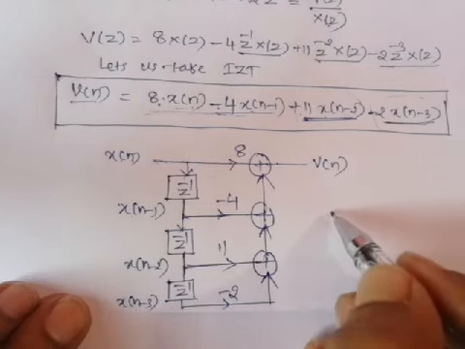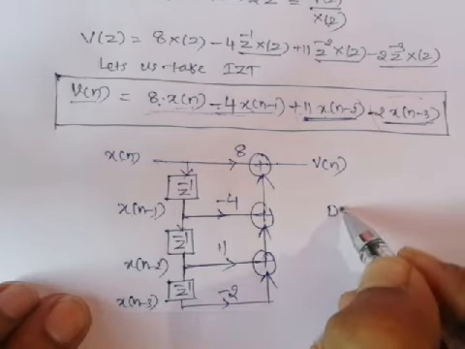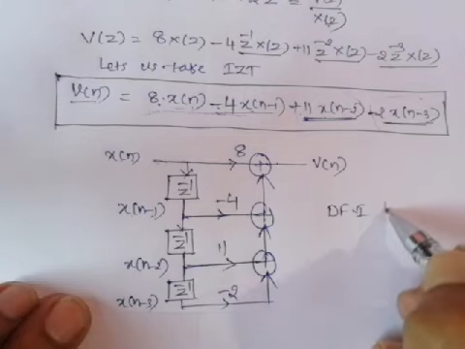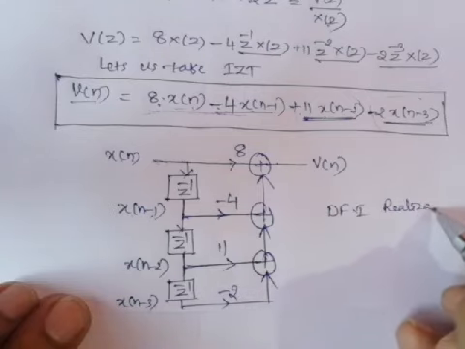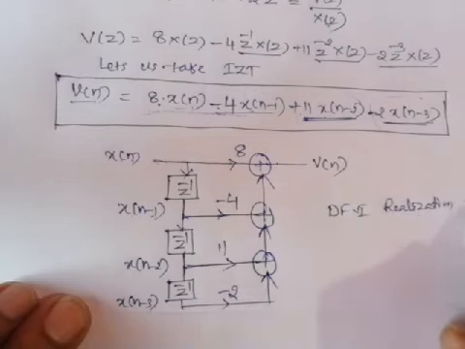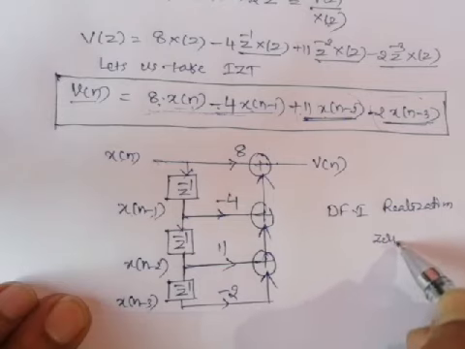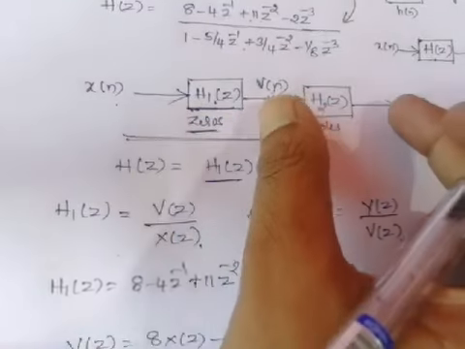Elementary blocks. This indicates the direct form 1 realization of what? Realization of the zero system. Only the first subsystem, the zero system, we realize. Only this part we have realized. Next, coming to this part.